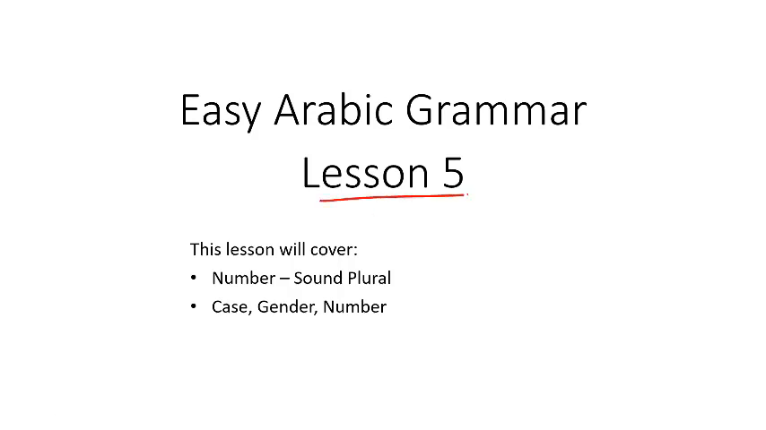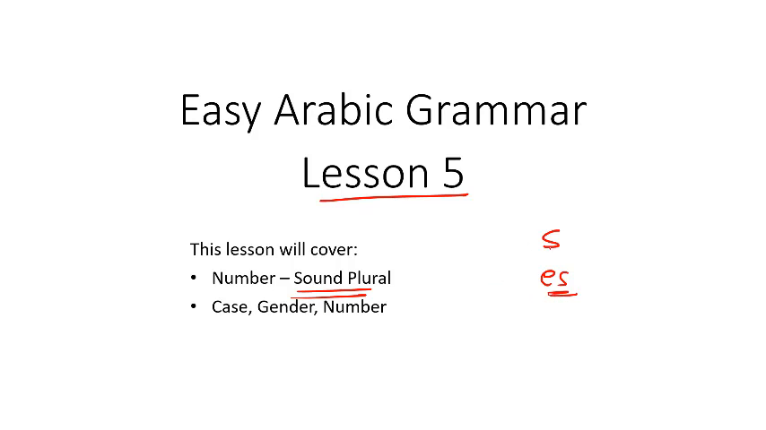We are getting into lesson 5 now, and here our focus will be on the sound plural. To understand this term sound plural, recognize that in English there are several words where we convert singular to plural by adding an S or by adding an ES. So from boy, we create a plural by saying boys. If we have one glass, the plural would be glasses. So we add this ES.